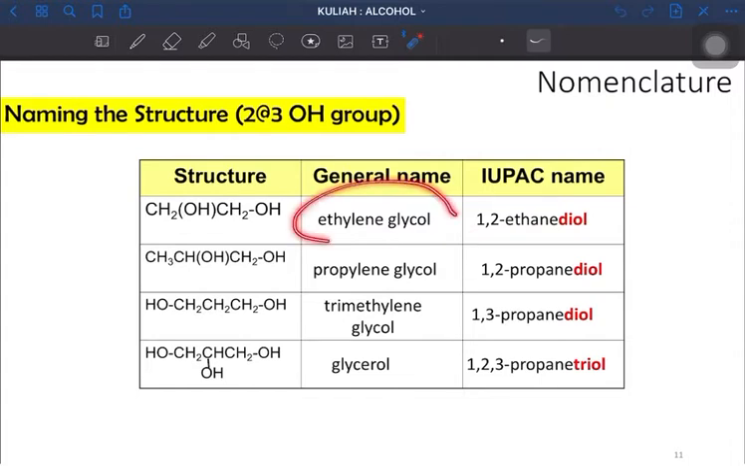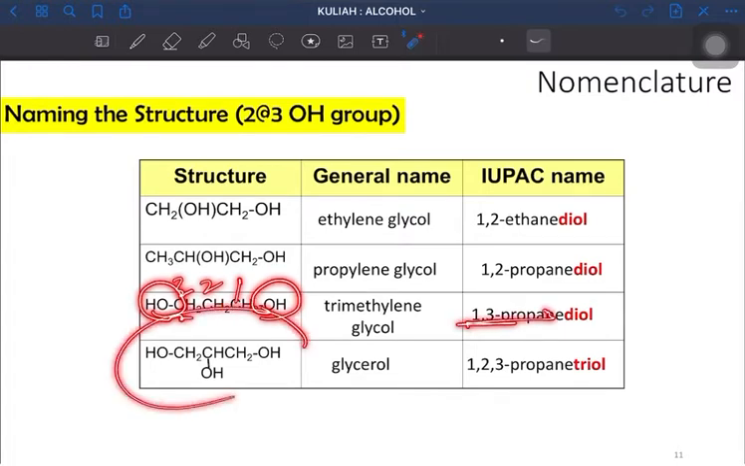Okay. So this is the general name. And then this one here we have 1, 2, 3. Okay. So propane diol. Sebab ada 2 OH group. And the OH group is attached to carbon number 1 and carbon number 2. So 1,2 propane diol. And then here we have 1, 2, 3. And the OH is bonded to carbon number 1 and carbon number 3. So masih propane diol, tapi number dia dah jadi 1,3 propane diol.